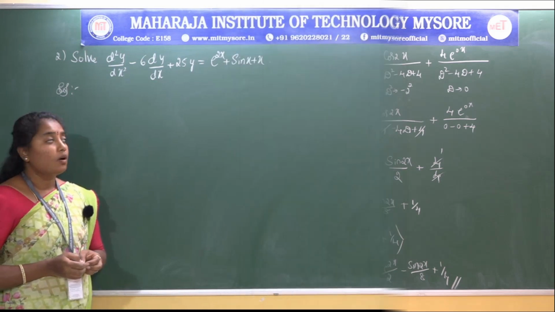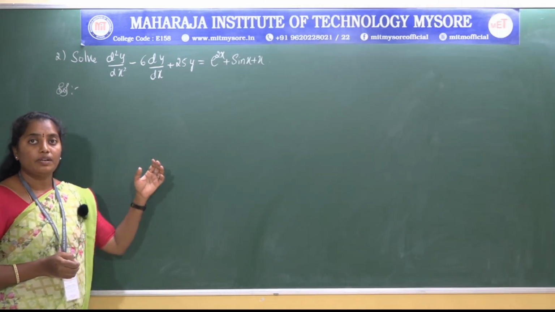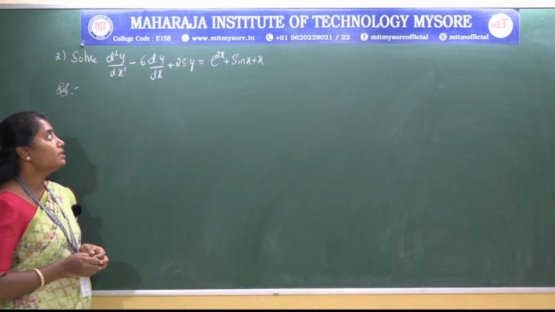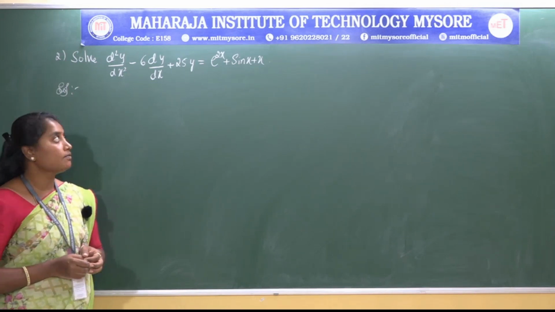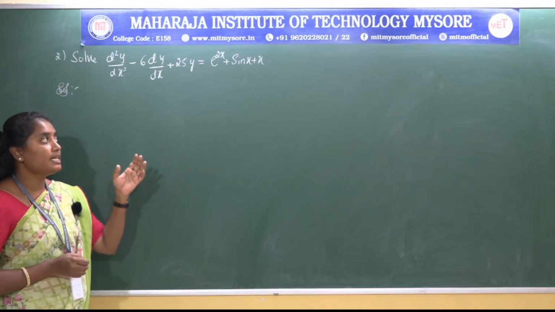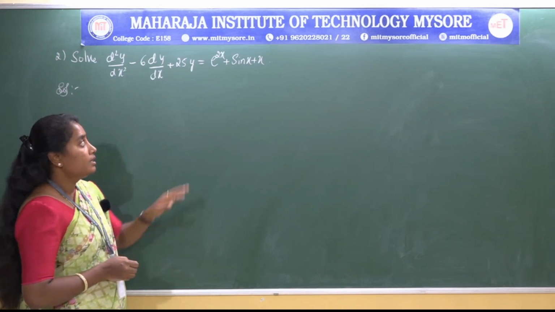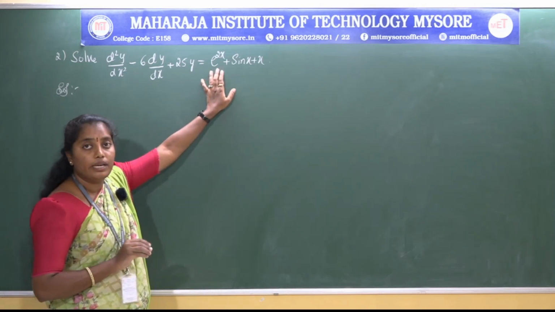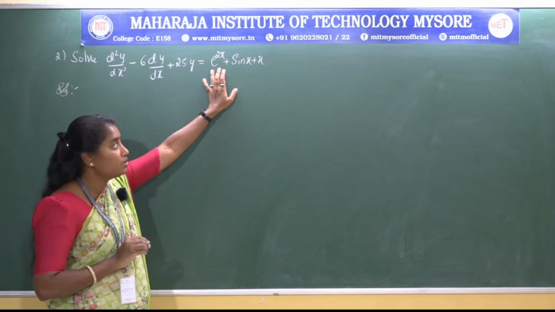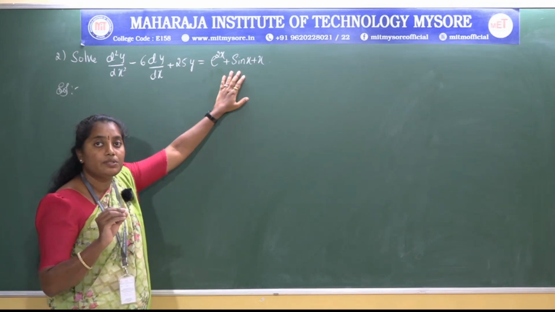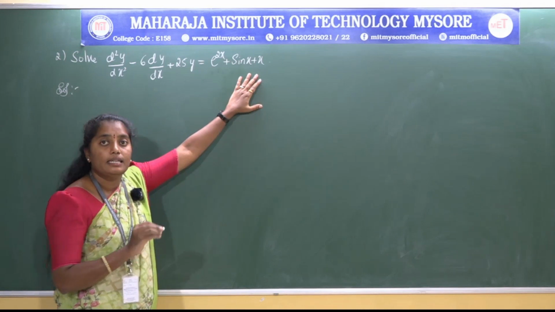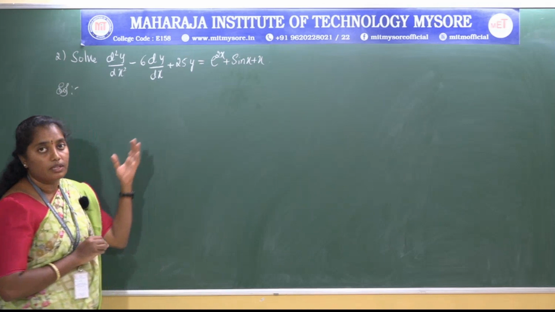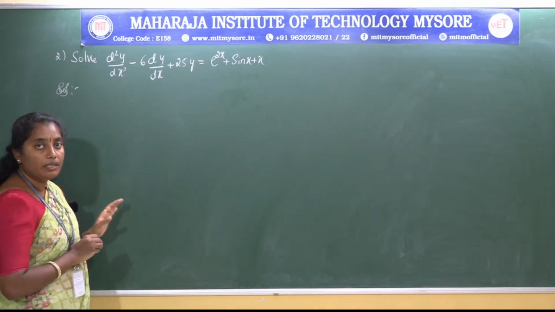Next problem, on a combination of type 1, type 2, type 3 functions: d square y by dx square minus 6 into dy by dx plus 25y is equal to e power of 2x plus sin x plus x. In this problem, the given phi of x is a combination of all three types. E power of 2x, that is type 1, an exponential function. Sin x is a trigonometric function, that is type 2, and x is a polynomial, that is type 3. To find the solution of the given equation, let us find the complementary solution.